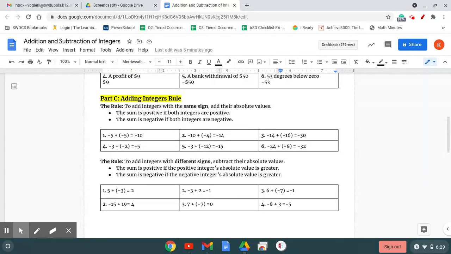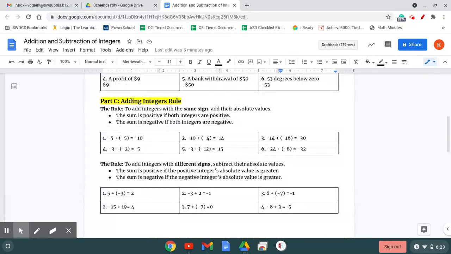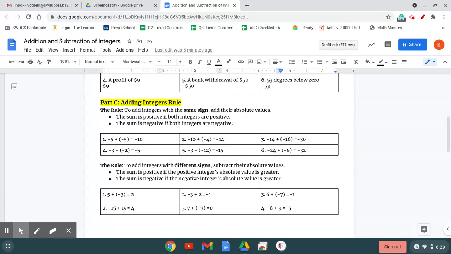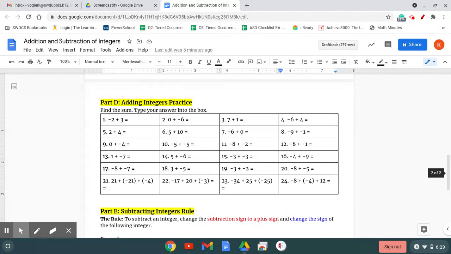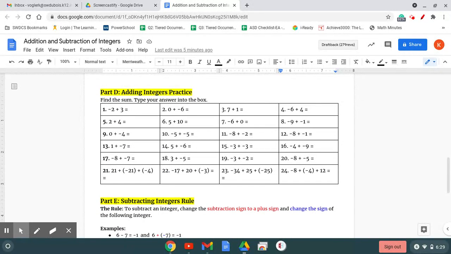All right, and then we talked about some adding rules. With the adding rules, we talked about same sign, keep the sign and add. And then different signs, subtract and keep the sign of the bigger number. So that's going to be really helpful for us today as we get into some of this practice. All right, so we're ready for part D of our notes, adding integers practice.